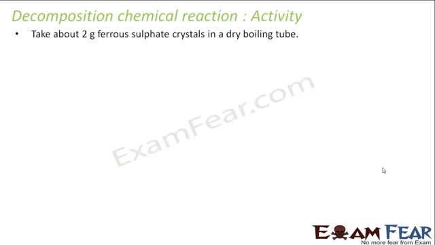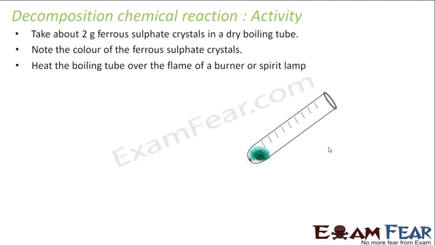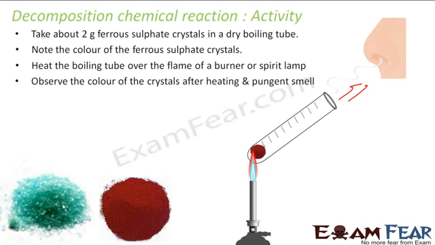For an activity, we can take 2 grams of ferrous sulfate crystals in a dry boiling tube. This is a boiling tube. Here I have ferrous sulfate, 2 grams. We'll note the color is blue. Now heat this over a burner. We'll observe that the color changes to red. Also we'll see a pungent smell. The smell comes out, right? There are two things: one is the color change and the other is the smell.